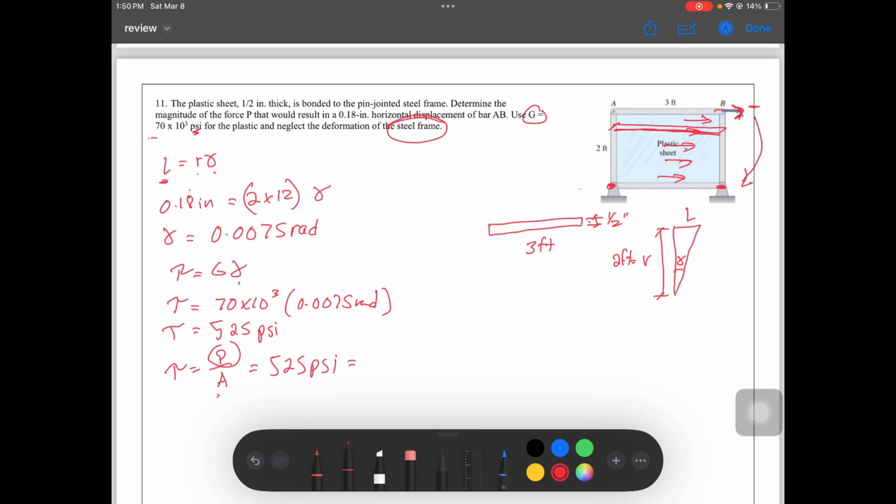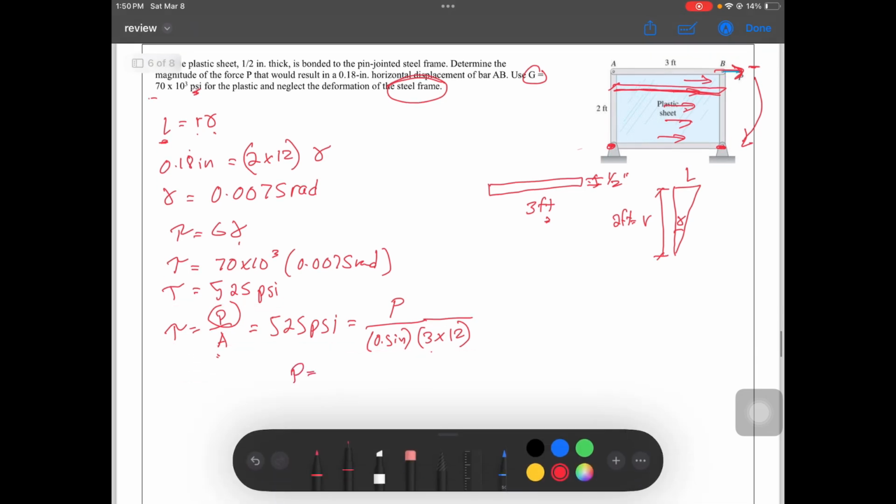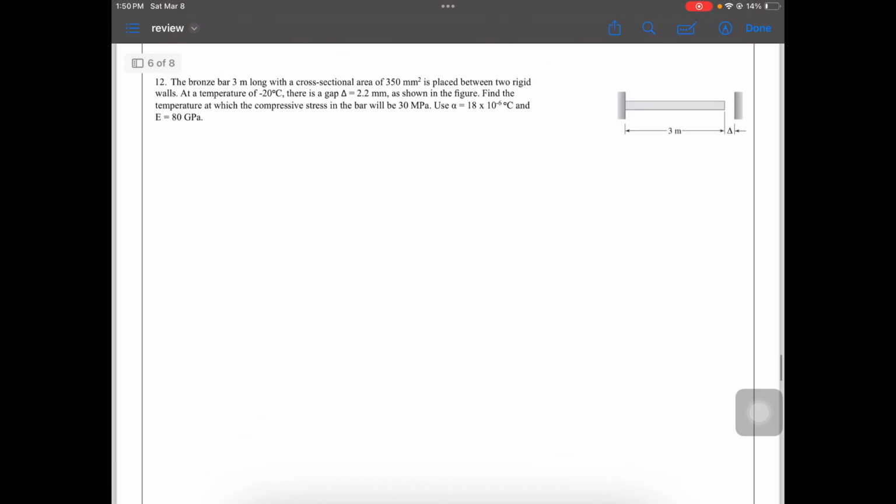And then, equal to, hinahanap natin ang shear or force P. And then, our area is 3 times 12, para mag-inches siya, kasi 3 is naka-fit pa. So, our P will be equal to 9,450 pounds. Ito yung P na masasatisfy ng plastic sheet natin para hindi siya mabasag, masira.